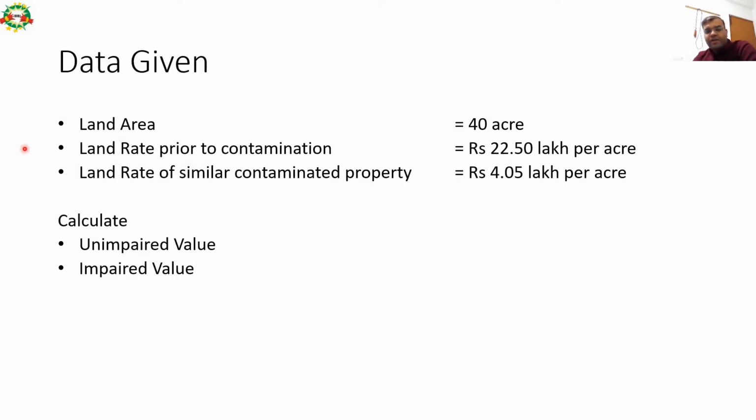So here, the land area given in the question is 40 acre. The land rate prior to contamination is given as 22.50 lakh per acre, and the land rate of similar contaminated property, that is, the land rate after contamination, is 4.05 lakh per acre. So now we have to calculate the unimpaired value and impaired value. So it is very easy.